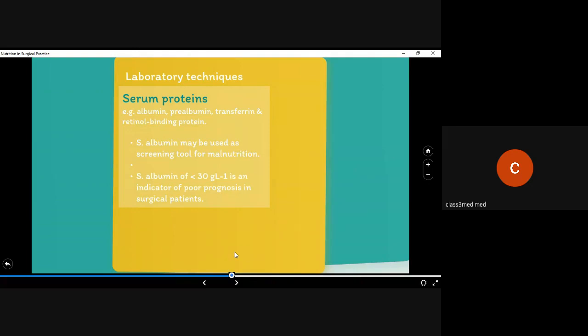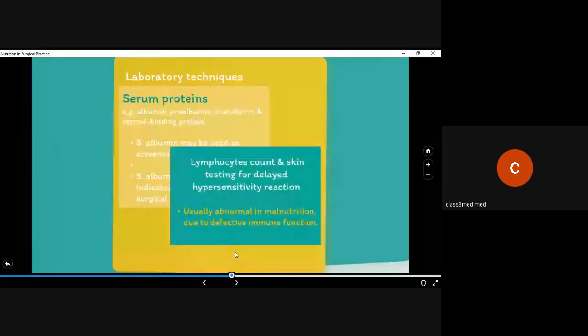So generally, we can have an idea about nutritional state from the laboratory point of view by sending the patient for serum albumin. And serum albumin less than 30 grams per liter is an indicator of poor prognosis in surgical patients because protein is very important for wound healing and for recovery from the trauma of surgery, in addition to its impact on immunity. Lymphocyte count and skin testing for delayed hypersensitivity reactions are again usually abnormal in malnutrition due to the effect of malnutrition on immune function. So these are the laboratory techniques.